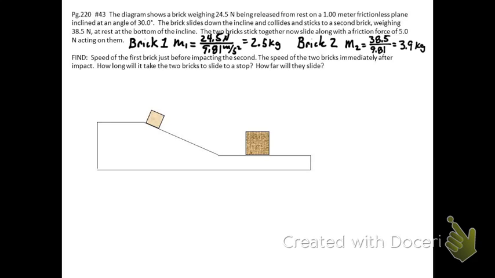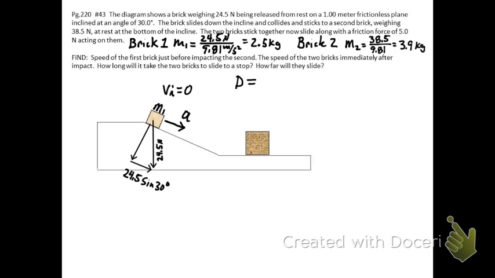Okay, the first thing that's going to happen is this brick at the top of the incline, M1, is at rest, and it has its weight acting downward, and a parallel component of its weight that's going to accelerate it forward. There's no friction, so I don't have to worry about the normal force or the perpendicular component of the weight. This 24.5 sine 30 is going to be F net that's going to accelerate the brick.